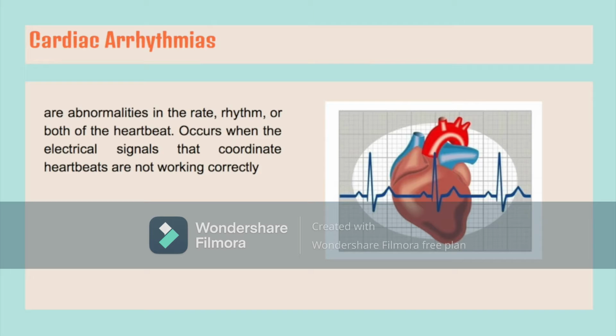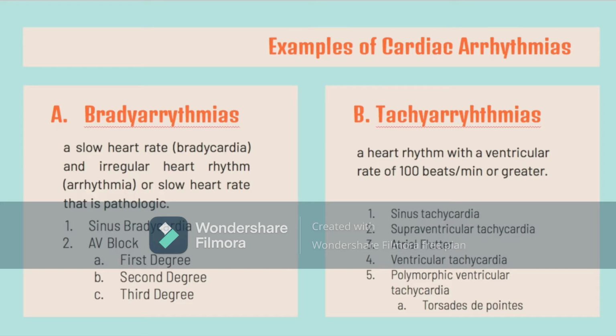Next is cardiac arrhythmias. These are abnormalities in the rate, rhythm, or both of the heartbeat. It occurs when the electrical signals that coordinate heartbeats are not working correctly. These are examples of cardiac arrhythmias: bradyarrhythmias and tachyarrhythmias. For the bradyarrhythmias, it is a slow heart rate and irregular heart rhythm or slow heart rate that is pathologic. And with this, we have sinus bradycardia and AV block. With AV block, it has first degree, second degree, and third degree.